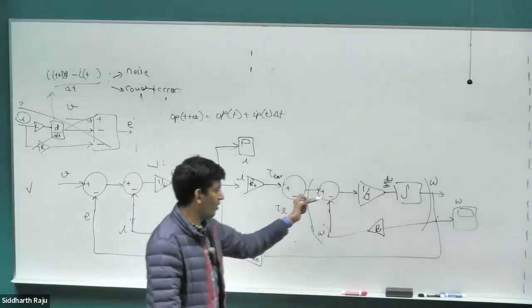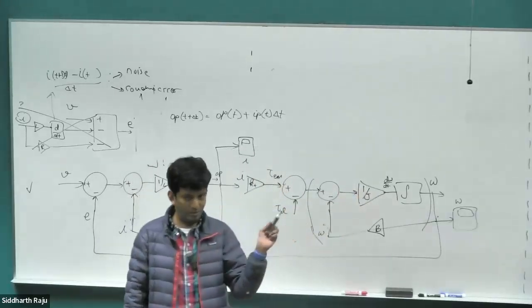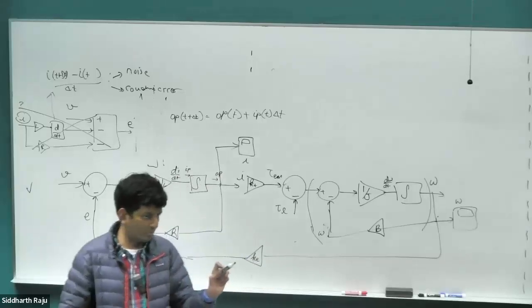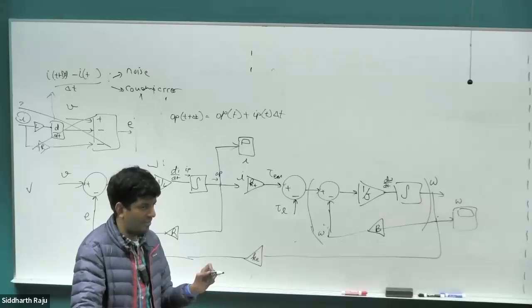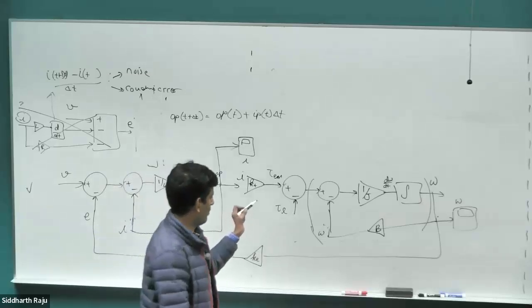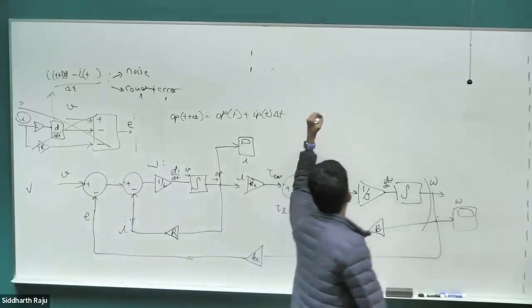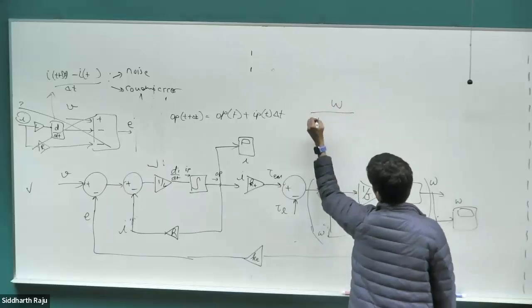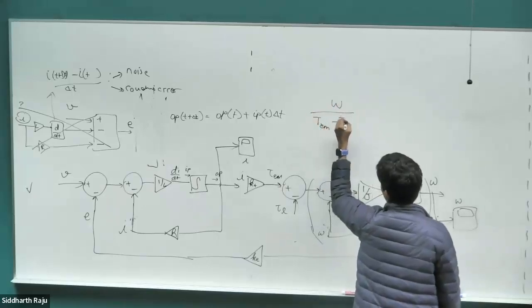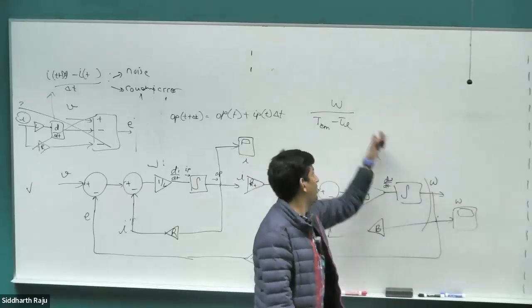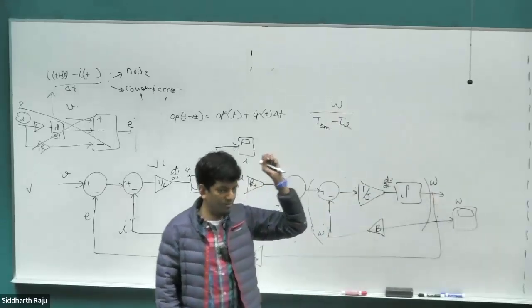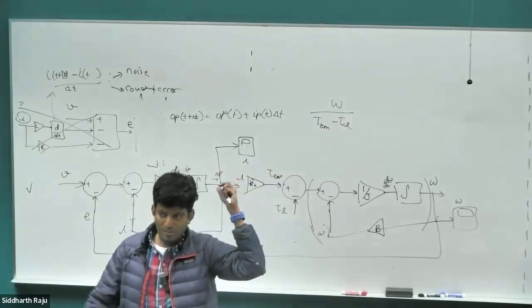You don't even have to do G(s) divided by 1 plus G(s)H(s) to figure it out. The answer is much simpler than that. But I'm asking you for the transfer function between omega and tau_em minus tau_L. Input is tau_em minus tau_L, output is omega. The transfer function between omega divided by tau_em minus tau_L, what will that be?